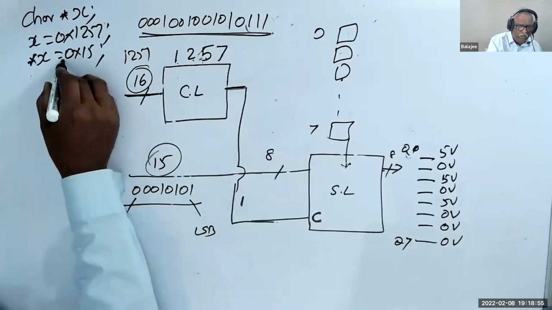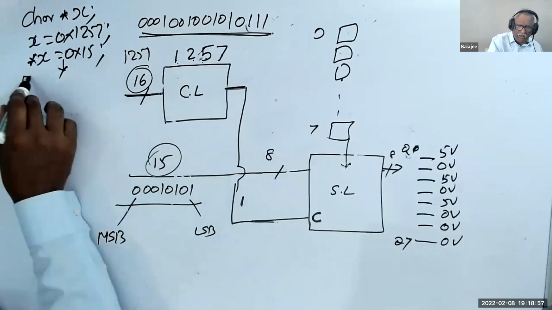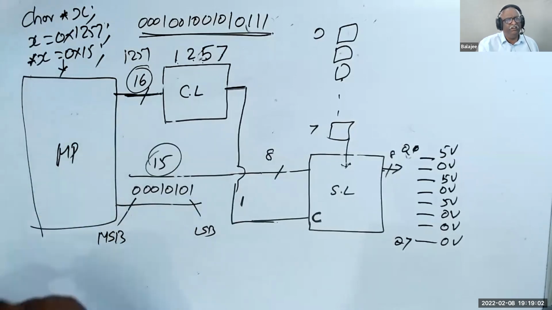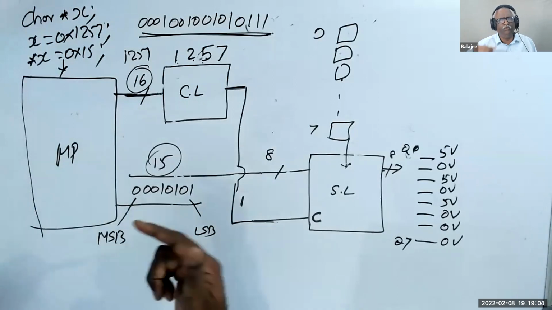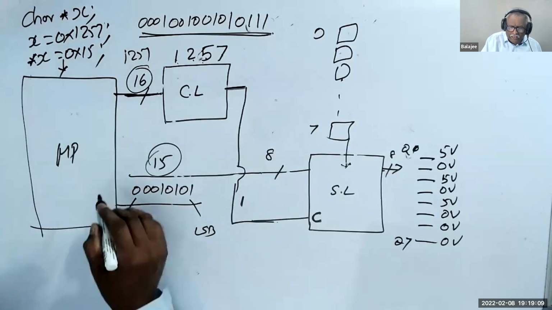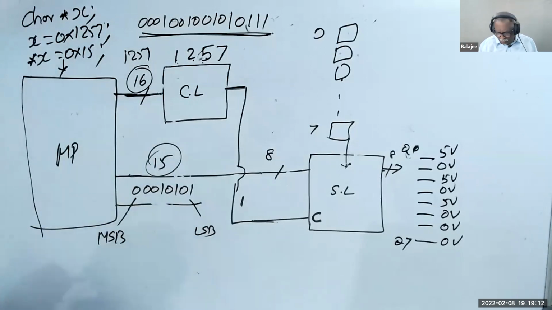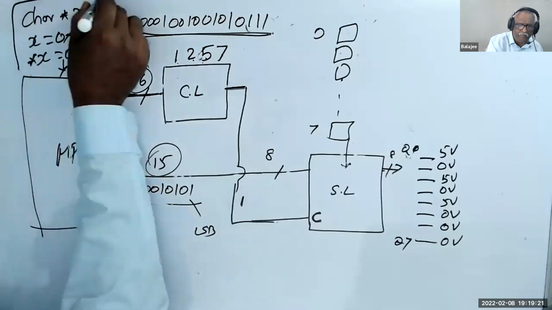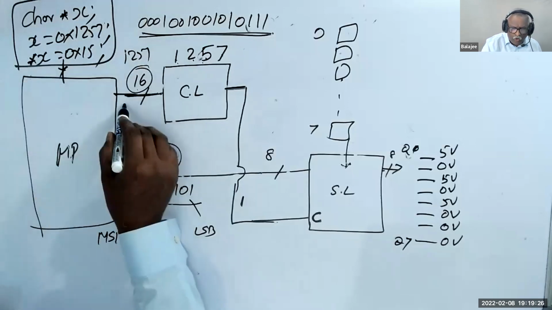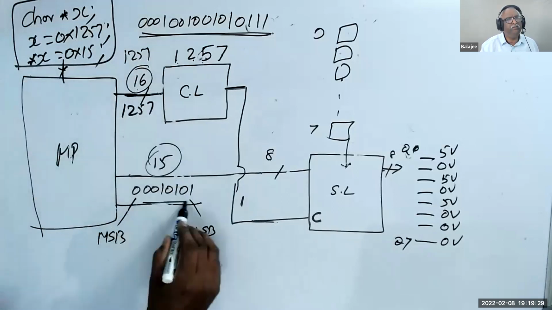Now I give this to whom? The microprocessor. That we will discuss when we discuss the microprocessor. Of course you will attend the next session on microprocessor, and that time you will understand more. Otherwise, go and watch the recorded versions of the microprocessor class. You will get an idea. Now your software, when you give it to the microprocessor, he will give 1257 and 15 here.